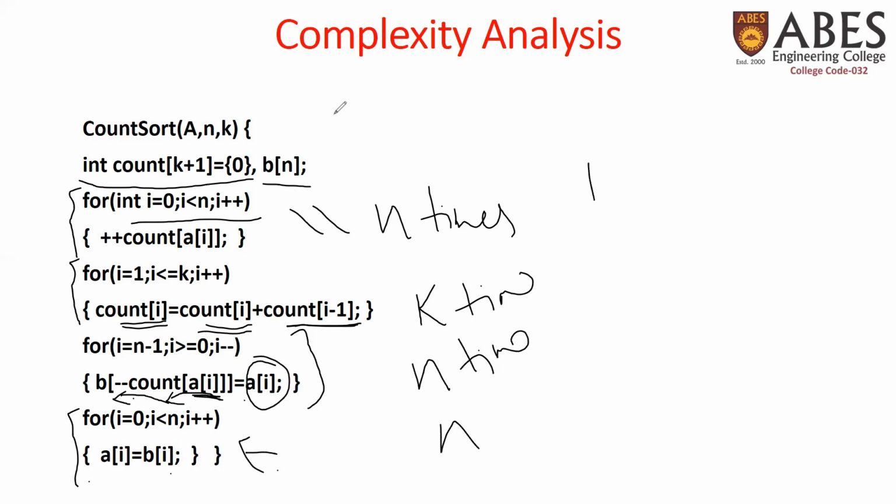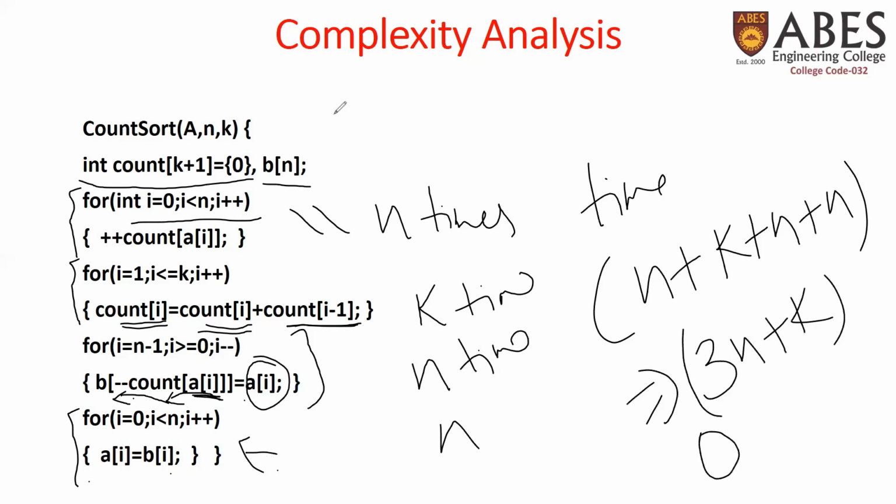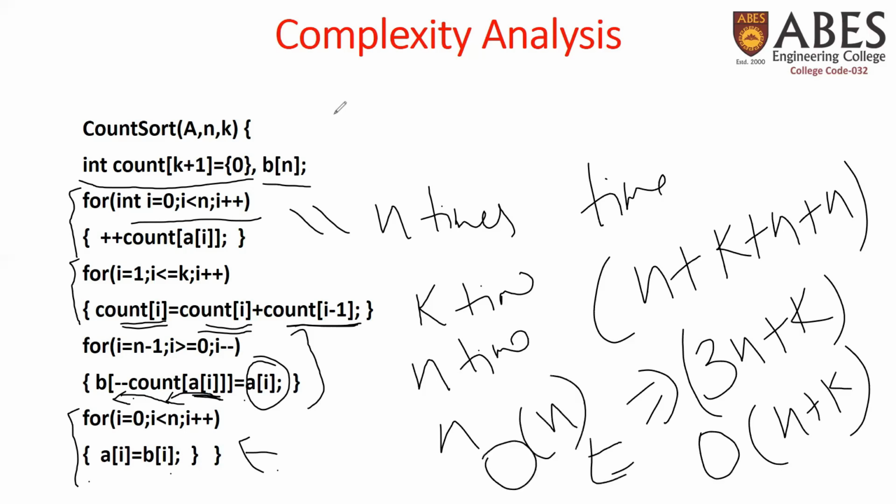So here you can calculate the time complexity of your algorithm. That is, you can say n plus k plus n plus n, or you can say 3n plus k. And when you're talking about complexity in terms of asymptotic notation, you can say that the complexity of a particular algorithm is O of n plus k or O of n, where k is a constant value because it will be a very small value.